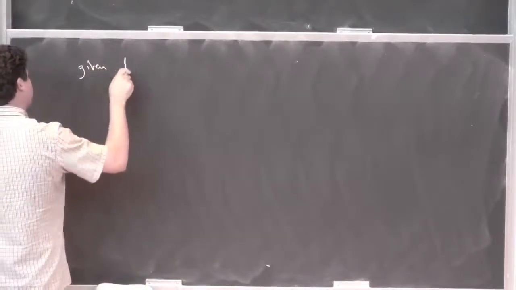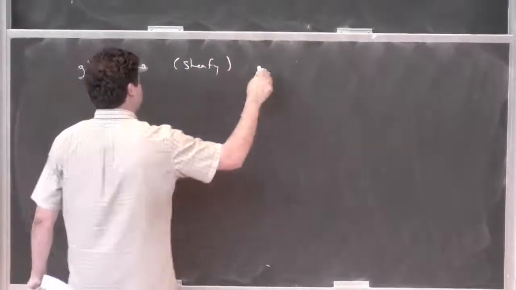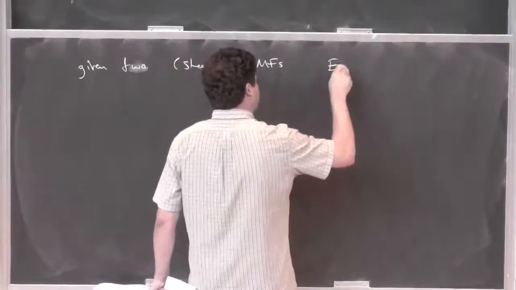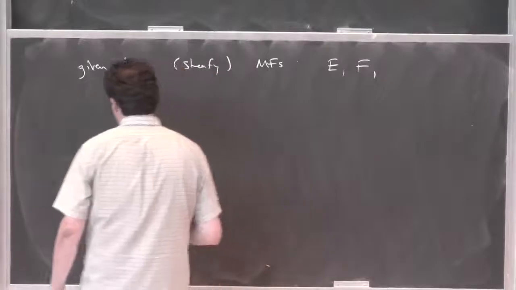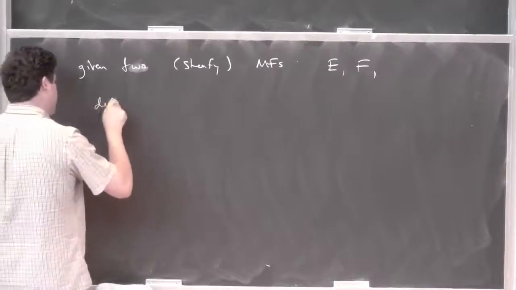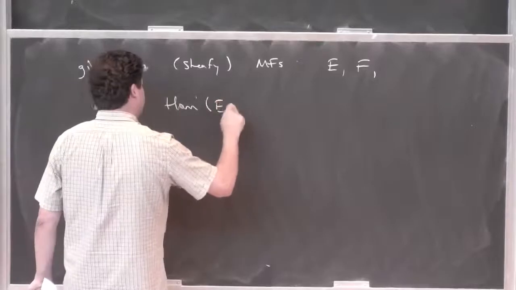So given two possibly sheafy matrix factorizations E and F, we're going to make this into a DG category. So define the Hom complex from E to F.